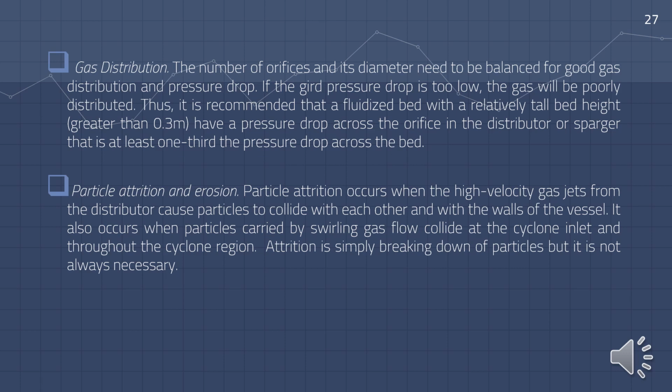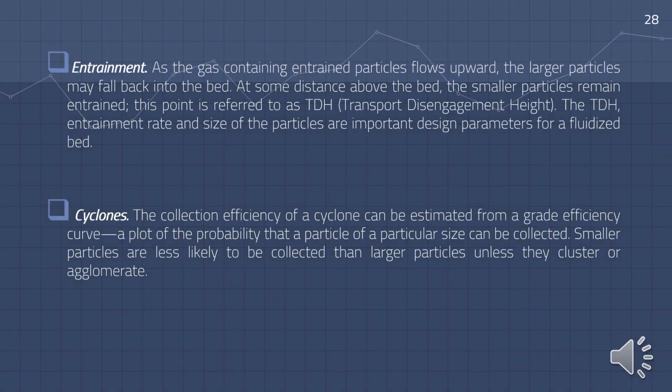Thus, the distributor needs to be designed in such a way that the gas jet's penetration length is less than the distance between the orifice and the vessel wall, for this will reduce erosion of the vessel walls and the internals as well. As the gas containing entrained particles flows upward, the larger particles may fall back into the bed.